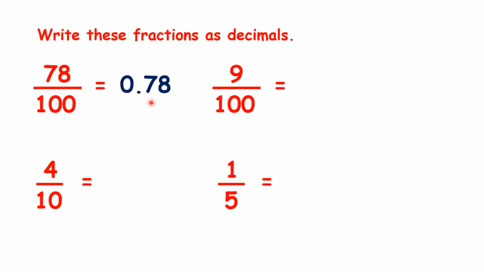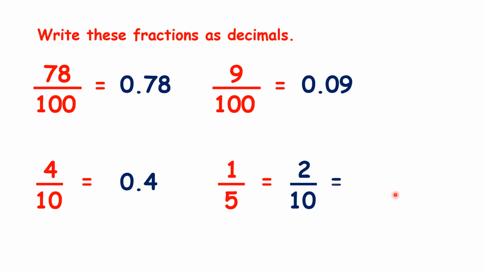We have 0.78, 0.4, 0.09, and this last one is more difficult because to write a fraction as a decimal, we need to find an equivalent fraction with a denominator that has a place value, so a tenth, hundredth, or thousandth. 1/5 is equivalent to 2 tenths, so that's 0.2.